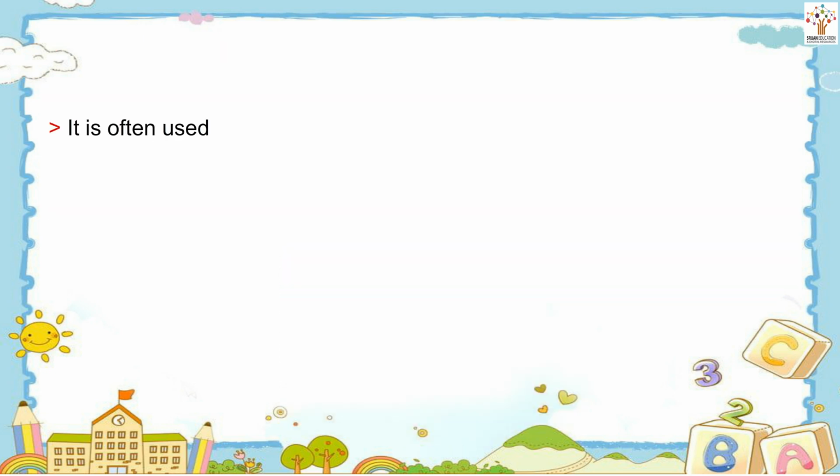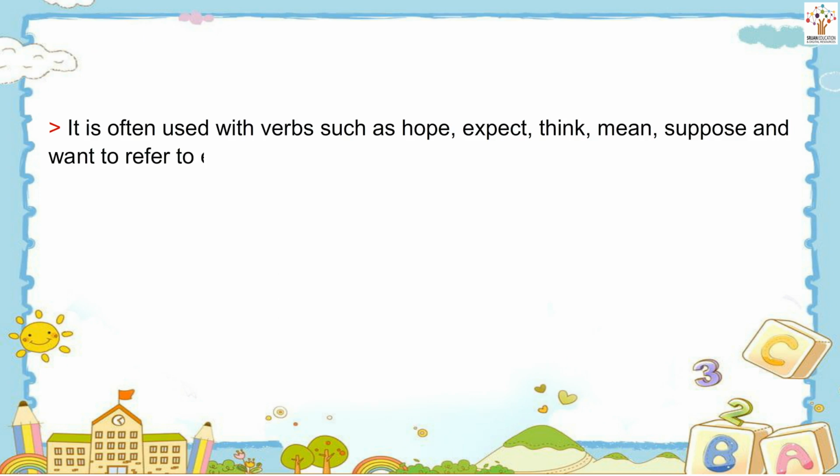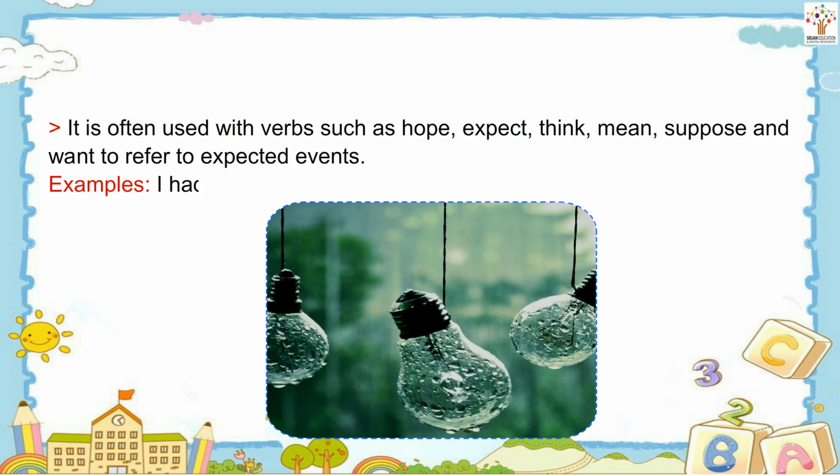It is often used with verbs such as hope, expect, think, mean, suppose, and want to refer to expected events. Examples. I had thought it would rain. It probably did not.